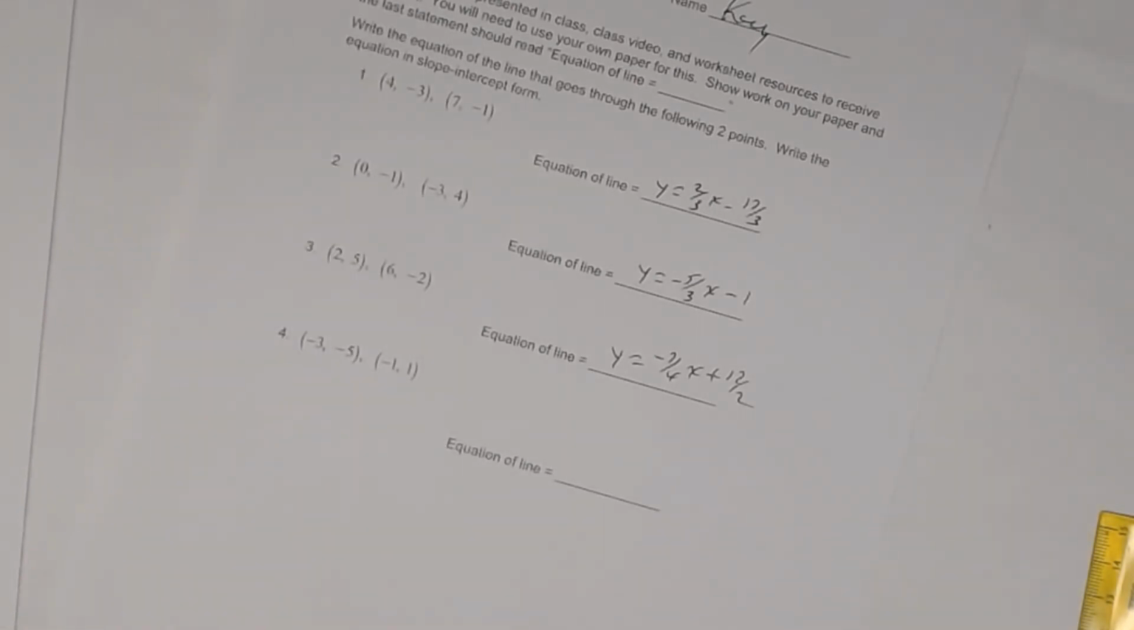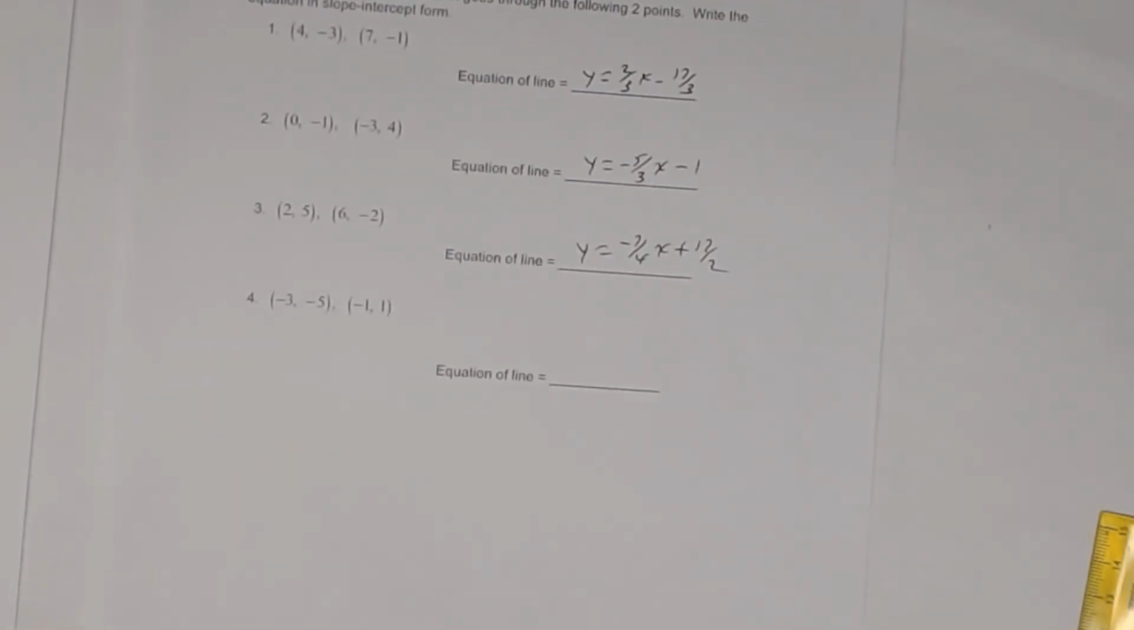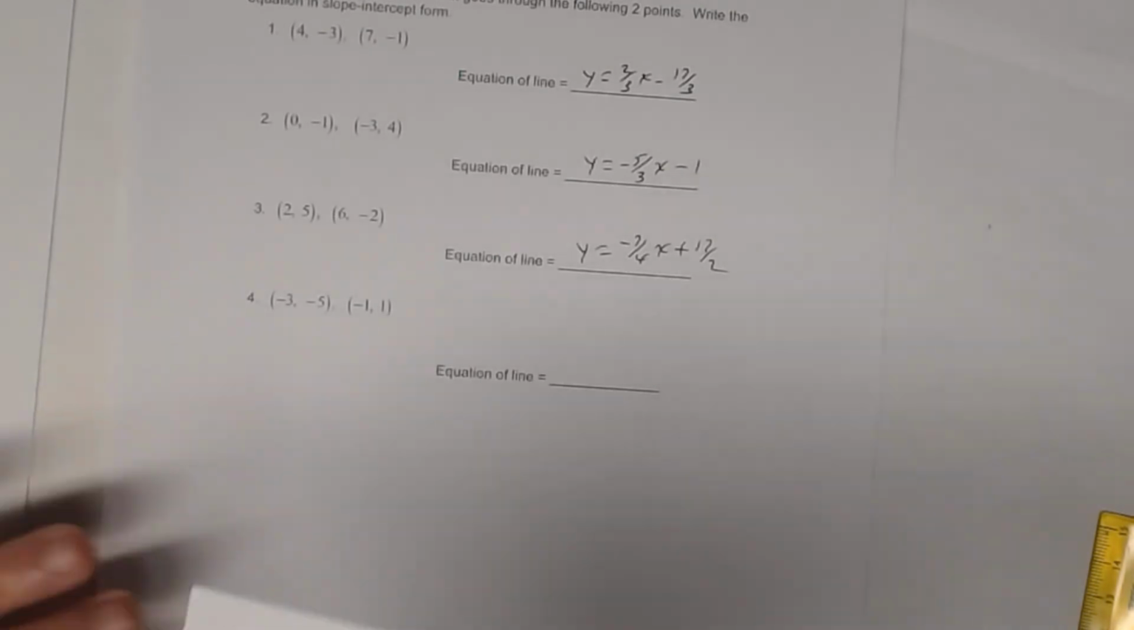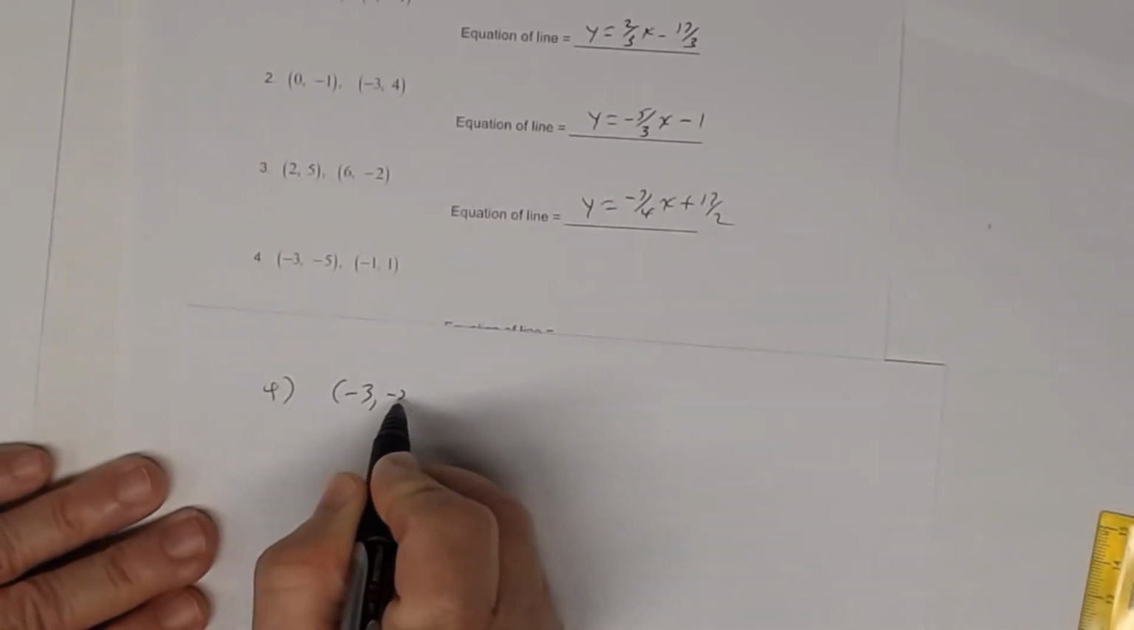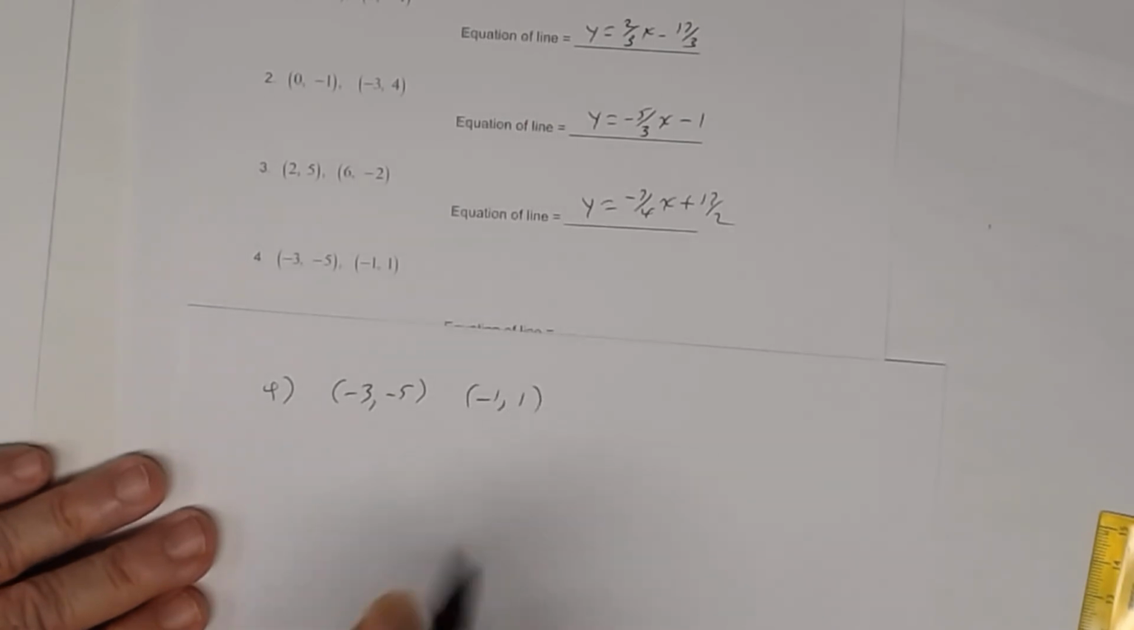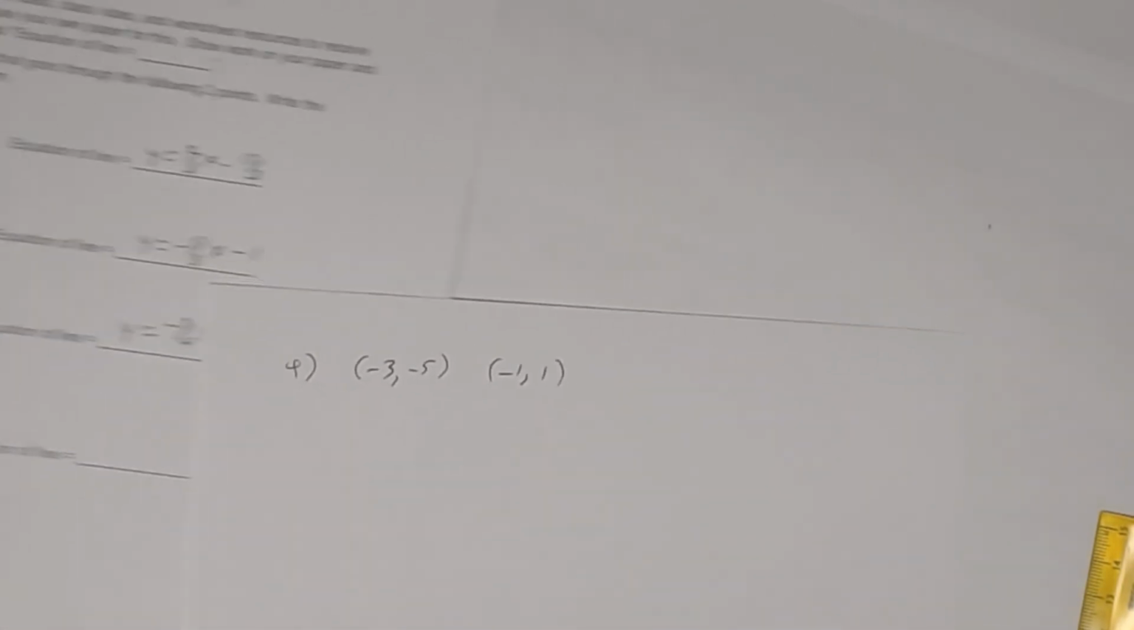All right, and then finally number 4. So let's look at number 4. So number 4, I have these 2 points: negative 3, negative 5, and negative 1, 1. And so you're going to find the equation of the line that goes through these 2 points.